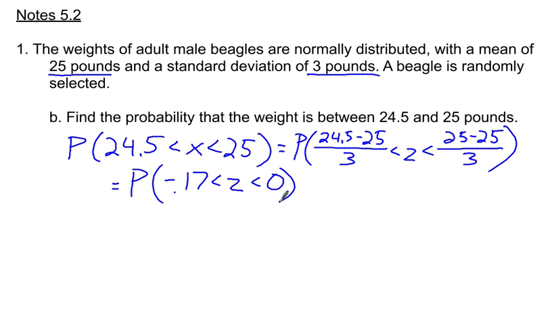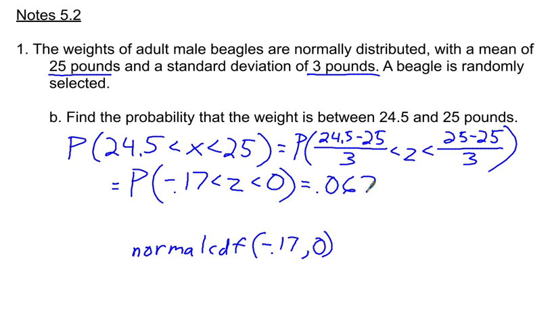So on the calculator, I would enter normal CDF negative 0.17, comma 0, and this comes out to be 0.0675. So that's a very narrow range of values. We're only looking at a range of half a pound. So there's only about a 6.75% chance that a randomly selected beagle would weigh in between those amounts.